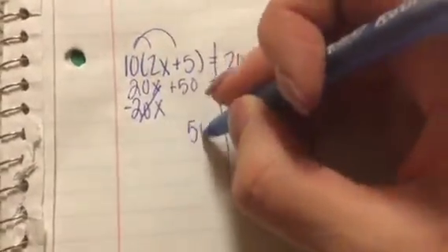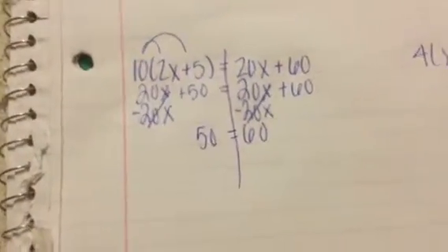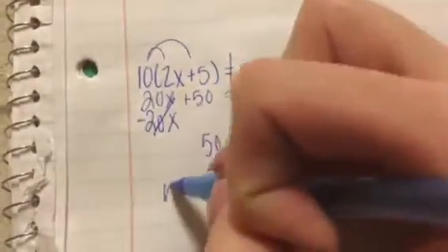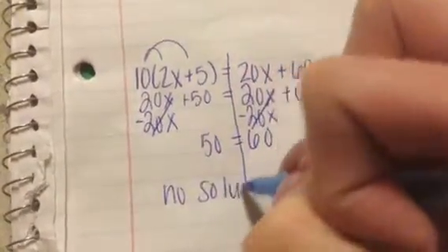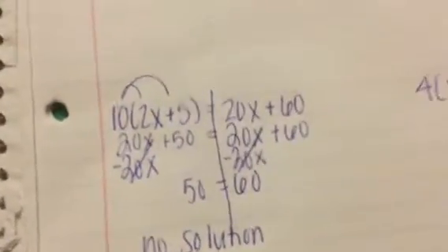My 20x's cancel, and I'm left with 50 equals 60. I ask myself, does 50 equal 60? And I say no. So I know that that is a no solution answer. Let's look at one more problem.